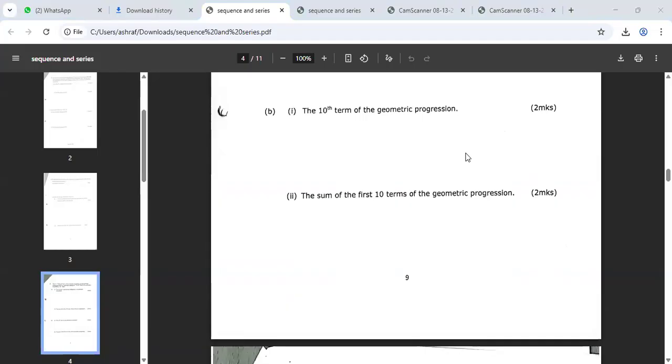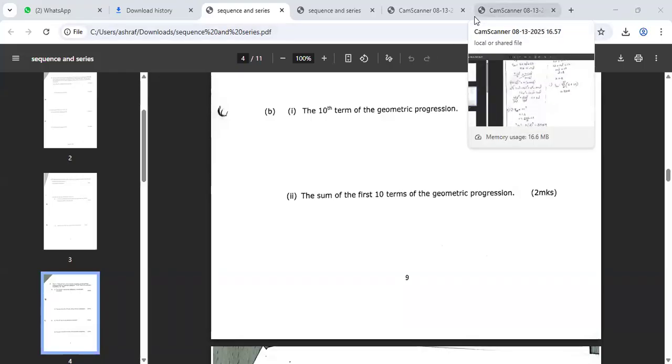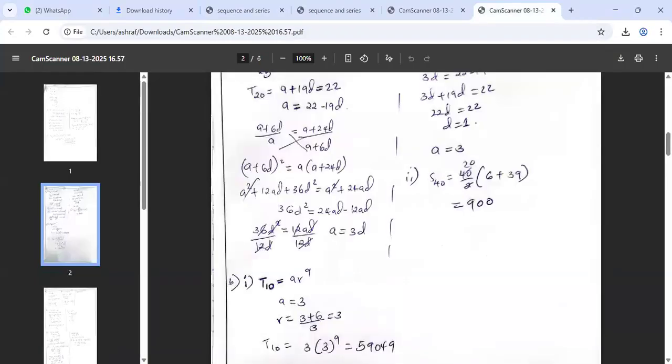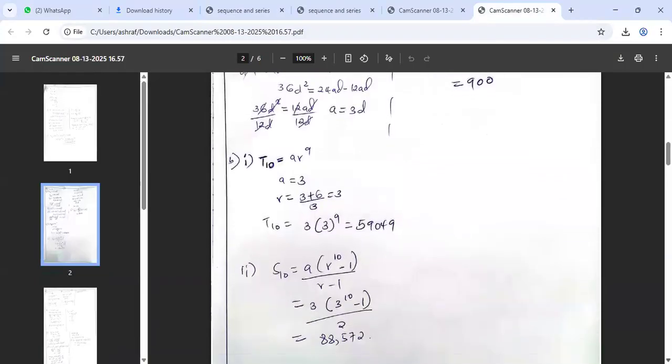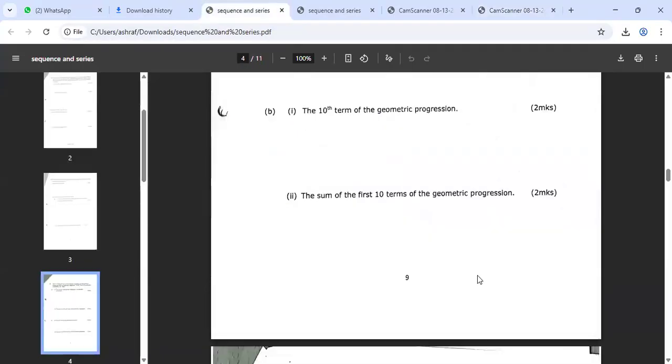So we have an answer from Larry, 88,572. Good, that is correct. So the sum of the first 10 terms for the GP is 88,572. And this is how we get it. S10 is given by A into R power 10 minus 1. Remember, R is greater than 1, so we use this formula. Then you just substitute the values and work out. You will get 88,572. Any question?